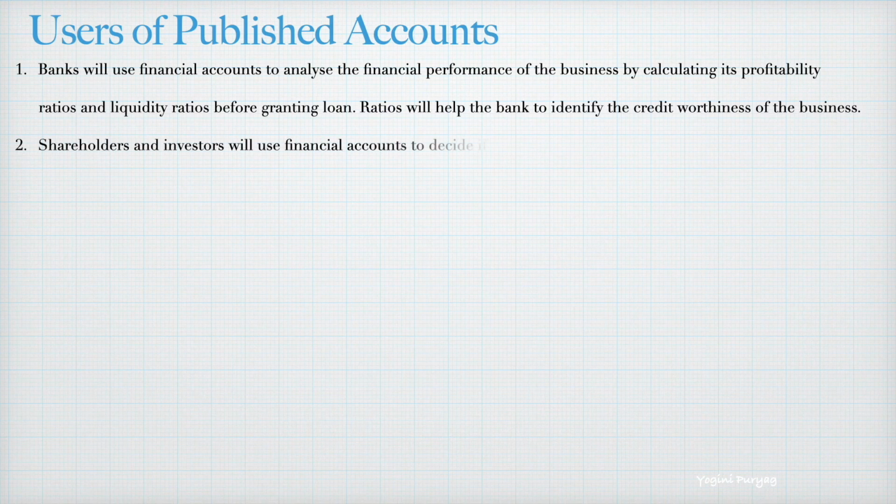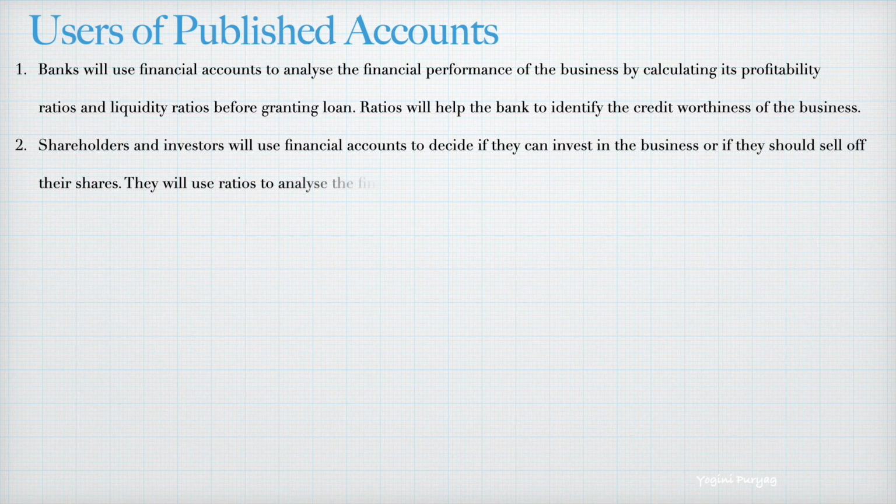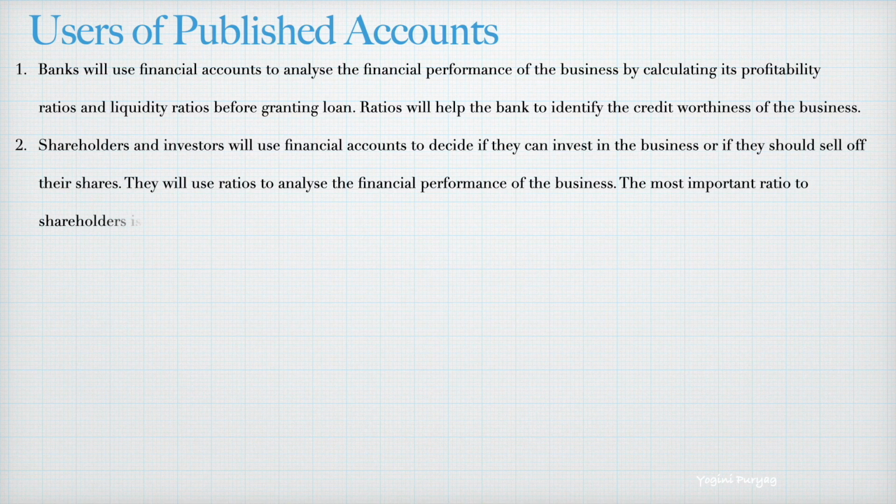Shareholders and investors will use financial accounts to decide if they can invest in the business or if they should sell off their shares. They will use ratios to analyze the financial performance of the business. The most important ratio to shareholders is the return on capital employed.